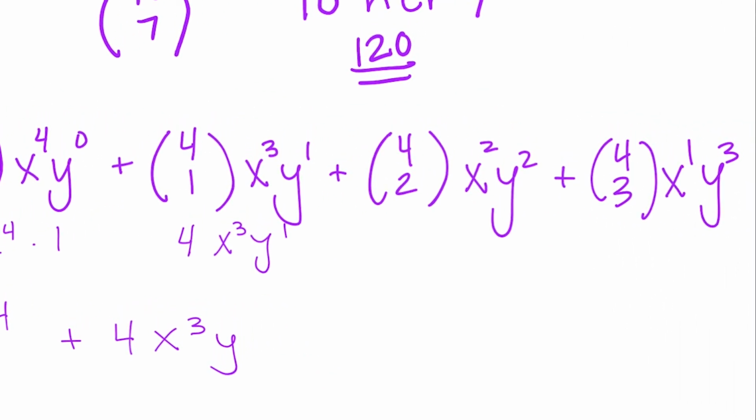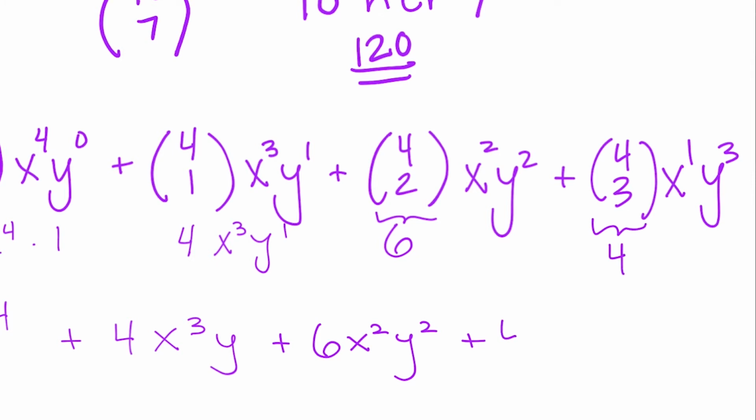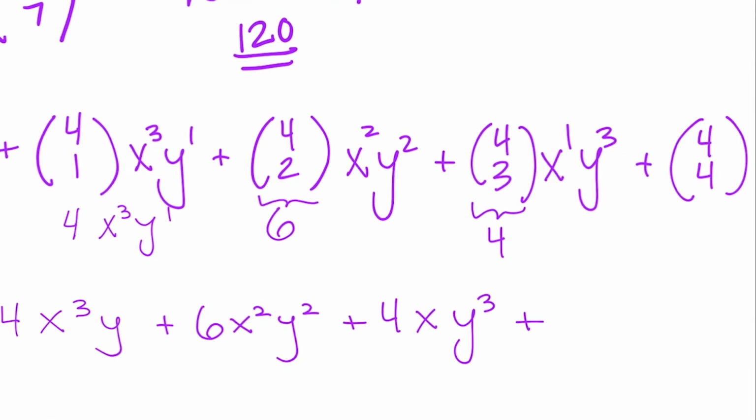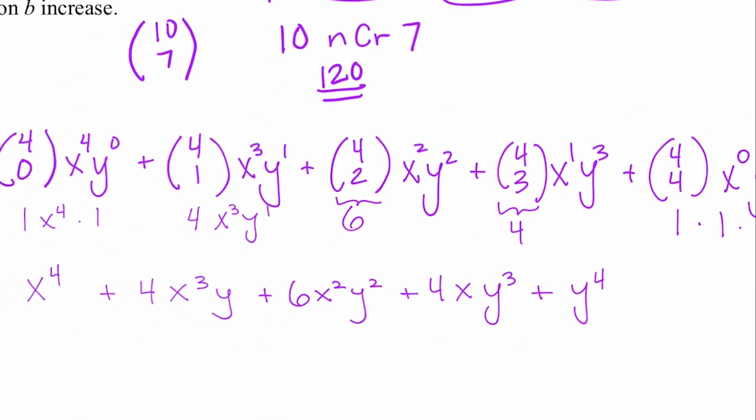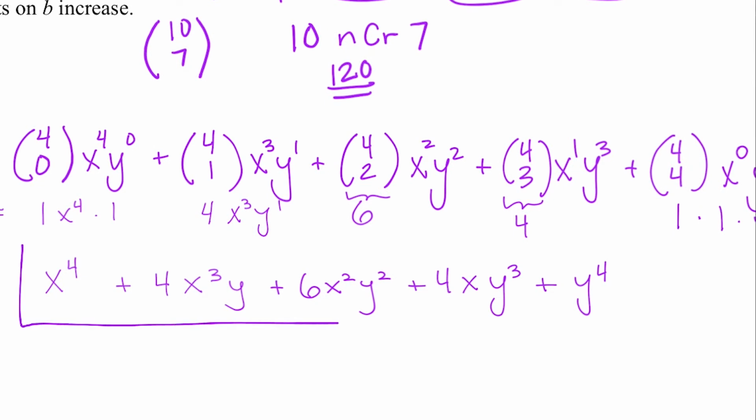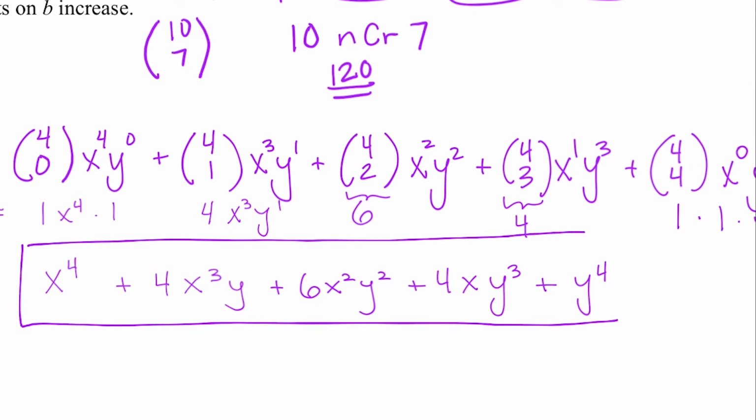Then when you do 4 choose 2, you get 6. The next term would be 6x squared y squared. 4 choose 3 is 4, so we would have 4x y cubed. And then the last term, when you do 4 choose 4, that's 1. X to the 0 is 1, and then we have y to the fourth. So our last term is just y to the fourth. And that is the expansion of x plus y to the fourth power.